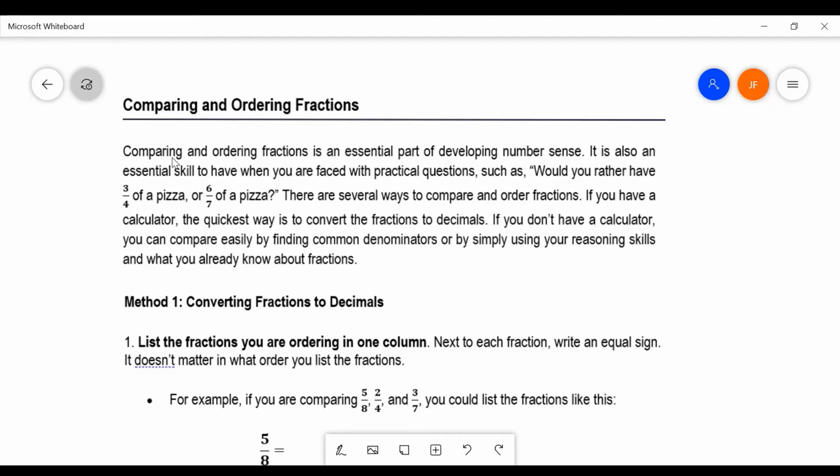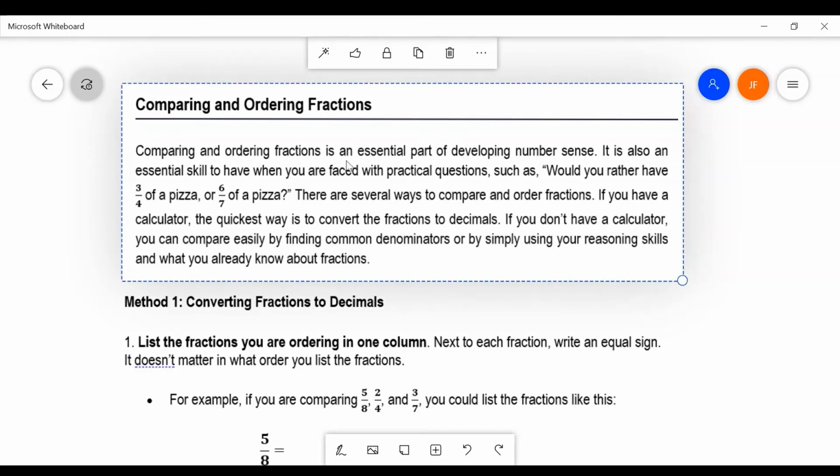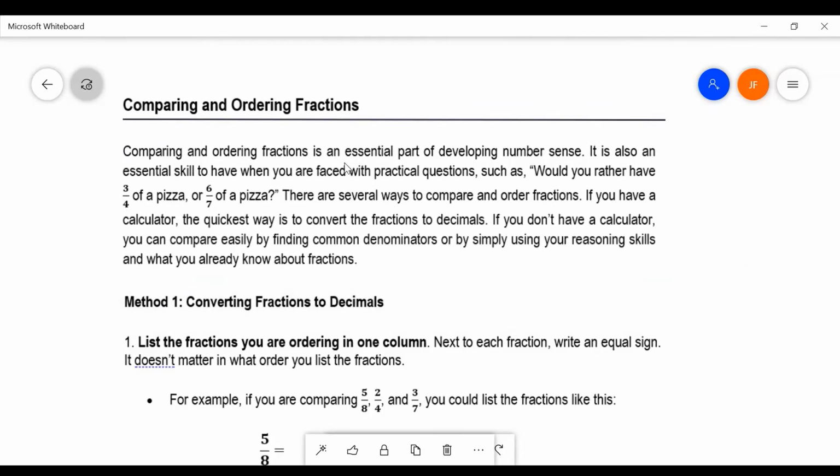Comparing and ordering fractions is an essential part of developing number sense. It is also an essential skill to have when you are faced with practical questions such as, would you rather have 3/4 of a pizza or 6/7 of a pizza?